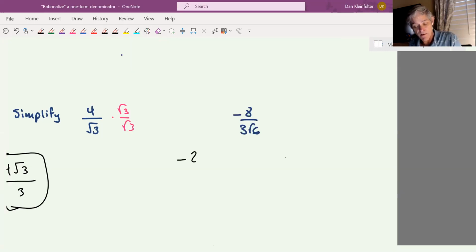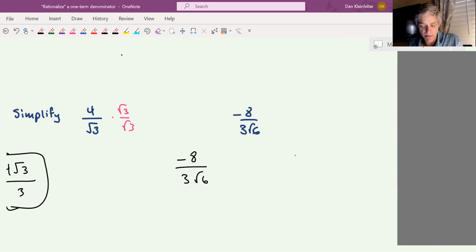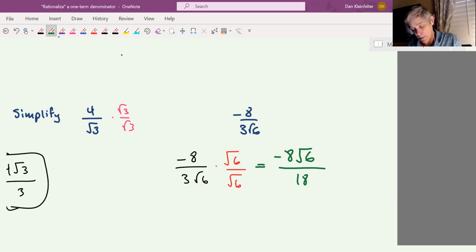Next, we have negative 8 over 3 square roots of 6. Here, the 3 is not a problem, right? So I don't need to multiply the numerator and denominator by the 3. The only piece that is at issue is the square root of 6. So we're going to multiply the numerator and denominator by the square root of 6. So this will give us in the top negative 8 square roots of 6. And down below the root 6 will give us 6 times 3 is 18.